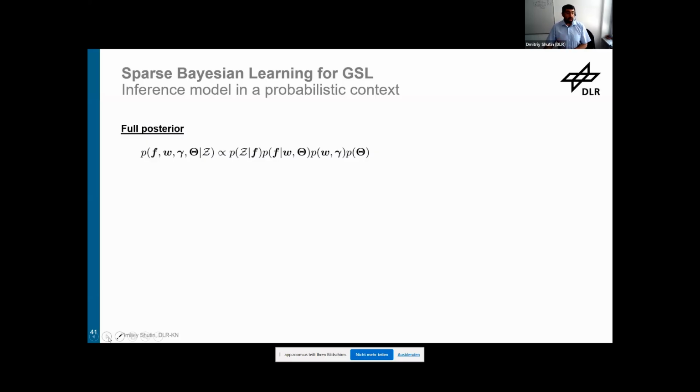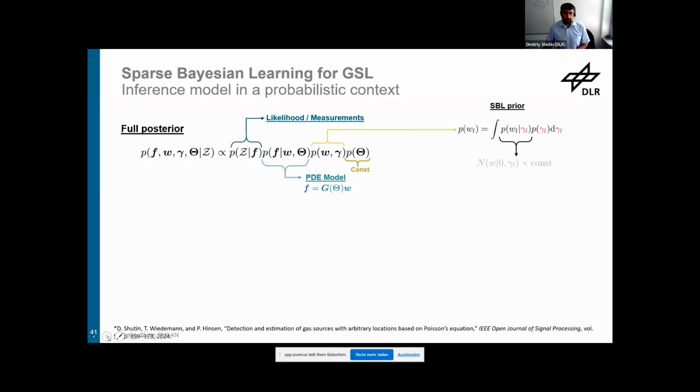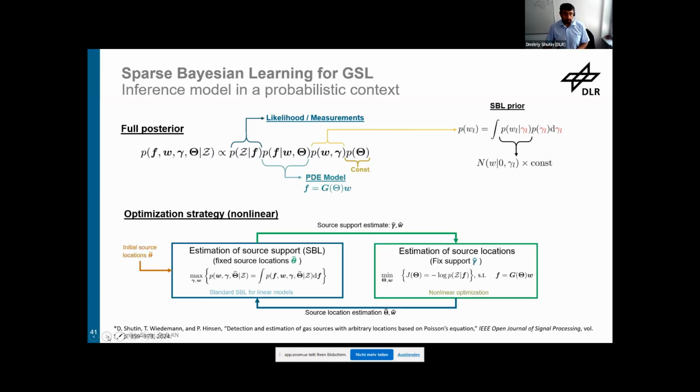So the same probability density function, which consists of the likelihood of the measurements. It contains a PDE model which we now describe in terms of the Green's function. It has this constant or any other prior assumption about the source locations, and we have this SBL prior that we used before.